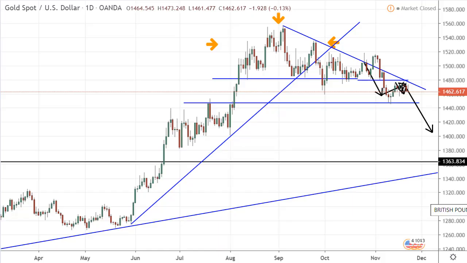Hi there, time for a metals commodity technical analysis, a technical analysis on gold and silver, and I'll also do an analysis on copper, palladium and platinum. So let's start off with gold.